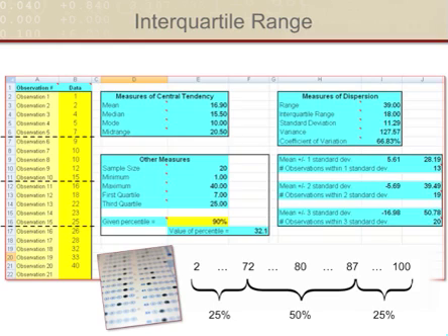So it also says I'm not dealing with outliers, because if I'm throwing out the top 25% and the bottom 25% to calculate this, the outliers are not going to be a problem. So anyway, that's how we get the first and the third quartile.